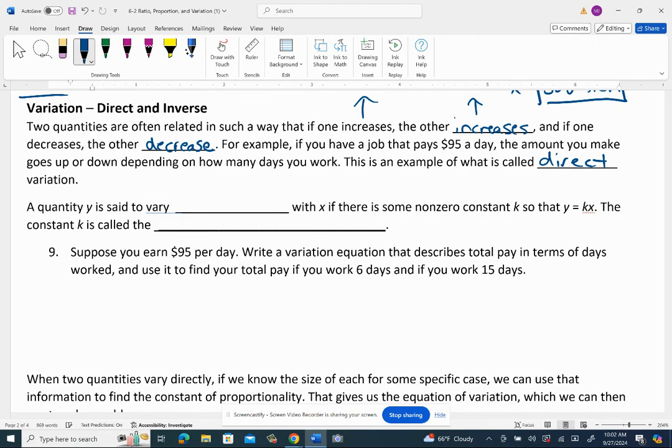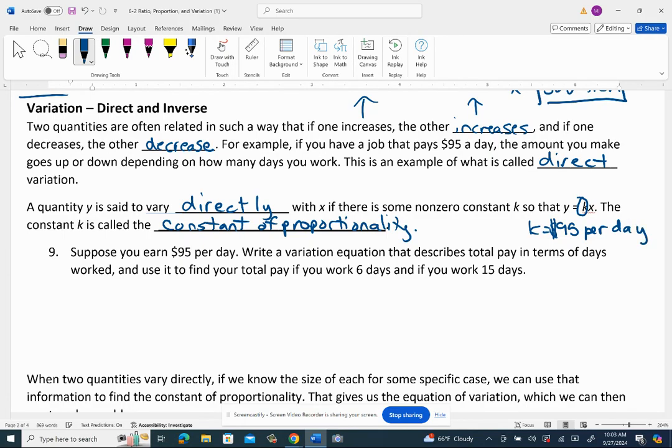We say that the quantity y varies directly with x if there is some number k, not equal to 0, so that y equals k times x. This k right here is called the constant of proportionality. And in the case of the $95 a day example, the k was equal to $95 per day.